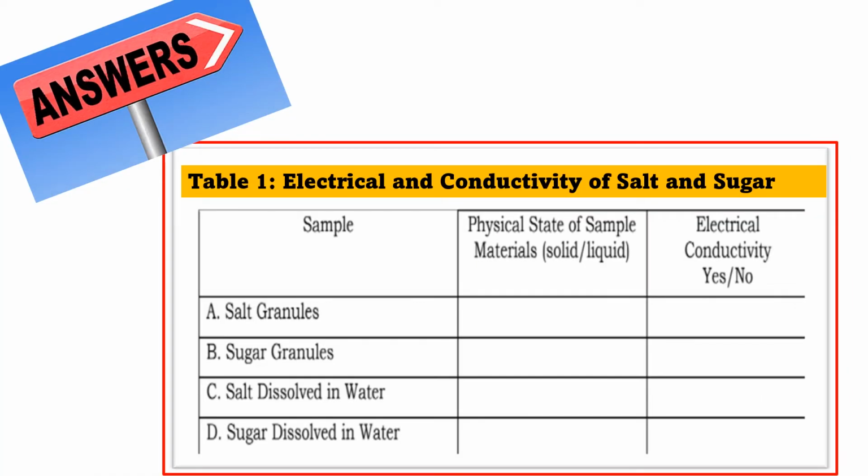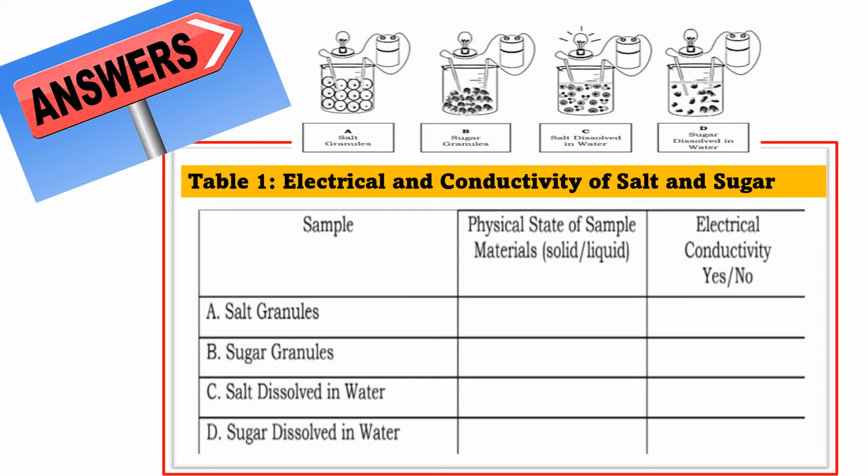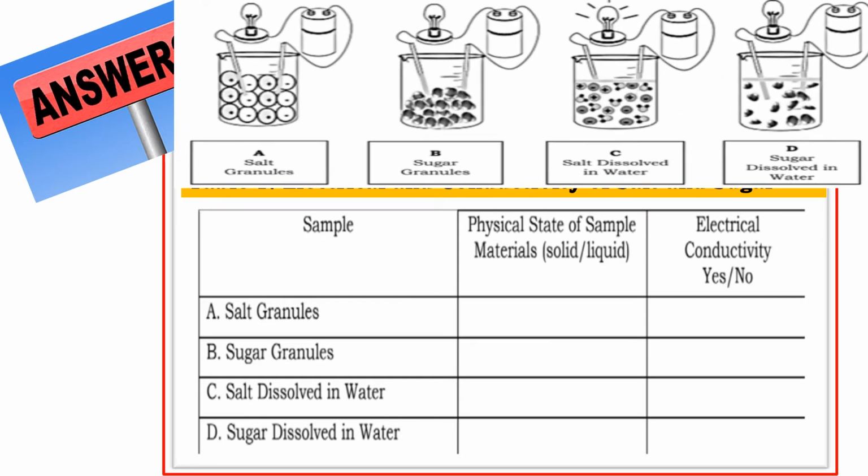These are the answers for activity 2, Power Up. So we have here 4 setups. Setup A contains only the salt granules. Setup B, sugar granules. Setup C, salt dissolved in water. And setup D, sugar dissolved in water. You are going to identify the physical state of the sample materials, if they are solid or liquid. And also, you will identify if they can conduct electricity.